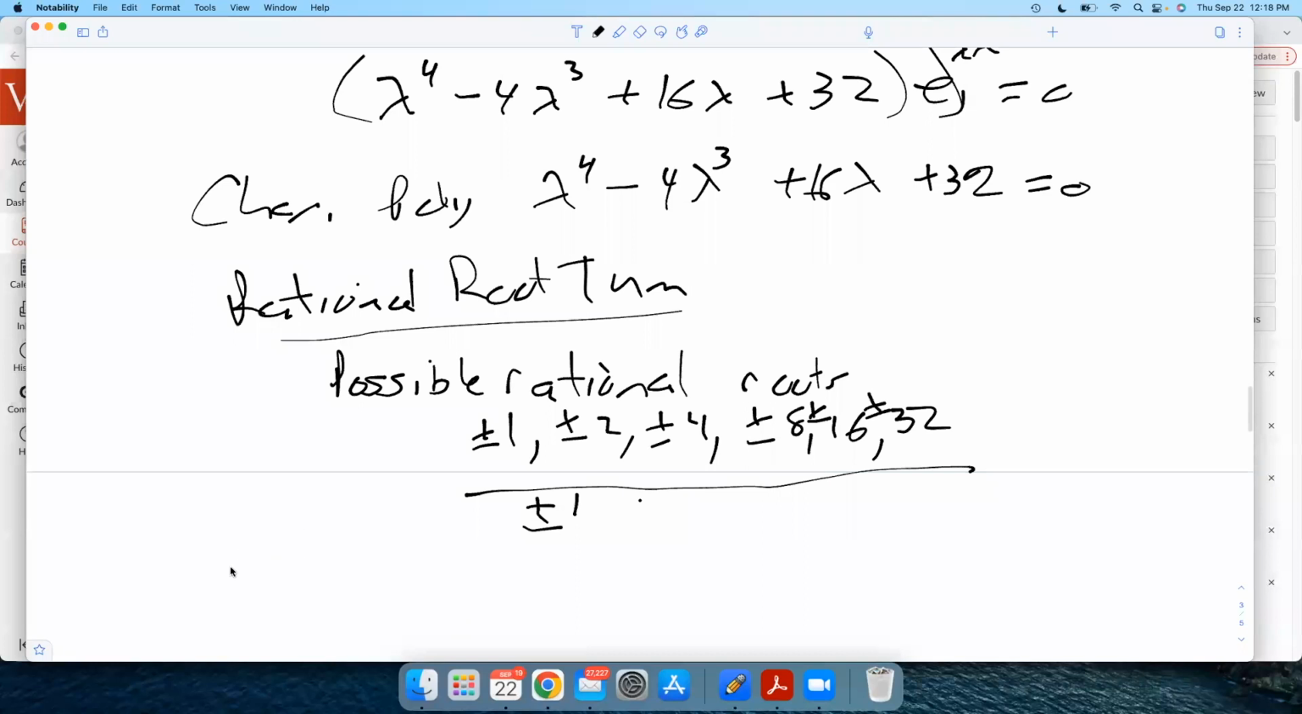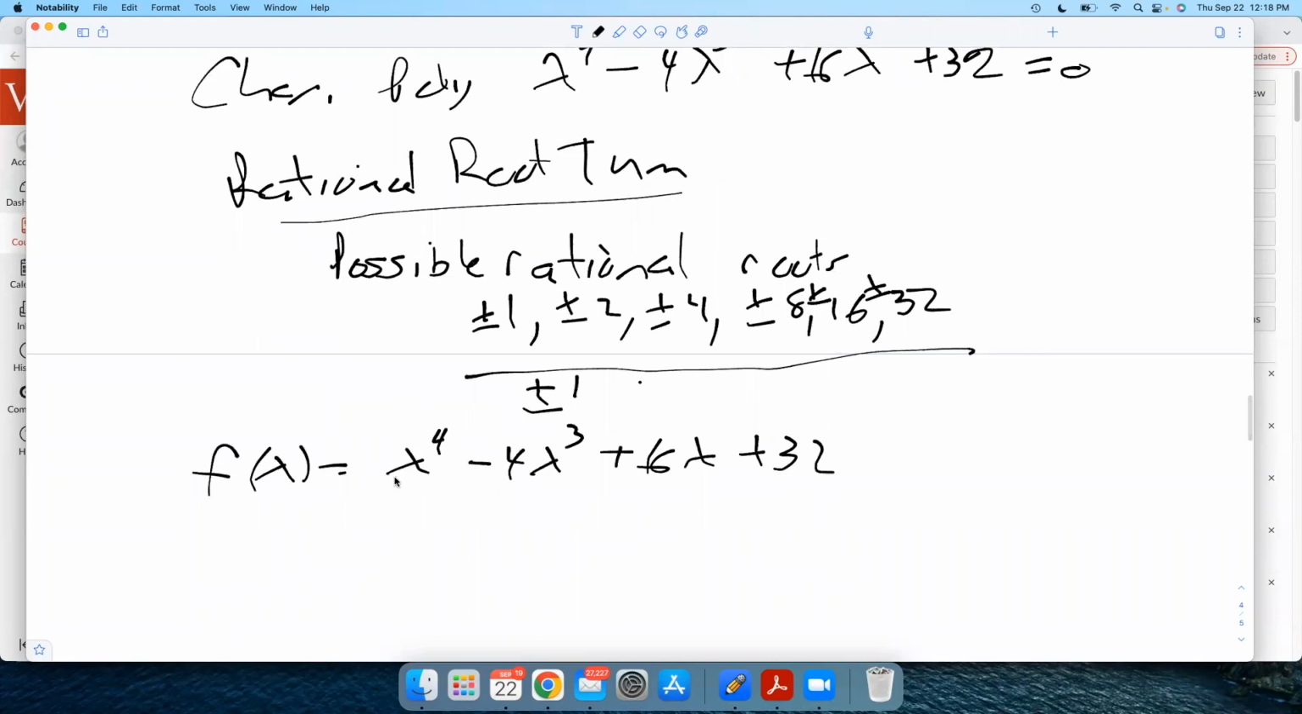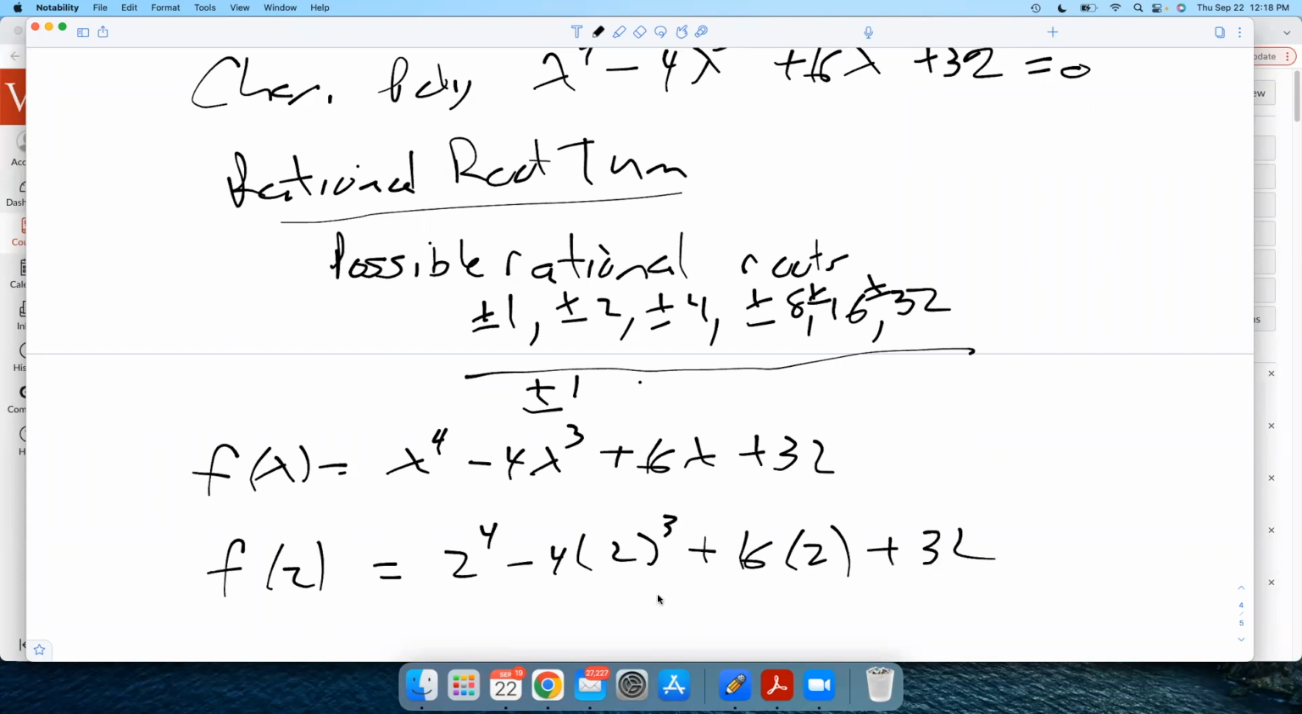So if we say f of lambda is this polynomial, we could just start plugging these in. Some of them we can do in our head, like 1 is obviously not going to work. You can just look at it: 1, 4, 16, there's no way that's going to cancel out 32. It's not big enough. But I'm guessing one of the 2's is going to work. So maybe we could try f of 2. So 2 to the 4th minus 4 times 2 cubed, and we could just do that for each of these. Plus 2, negative 2, plus all of them. And if that equals 0, we know we found a root.